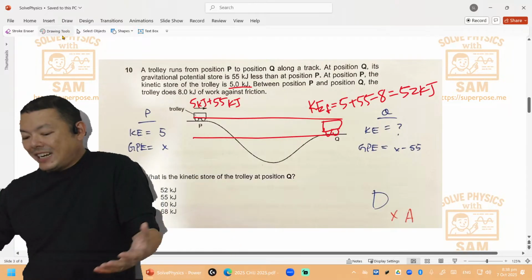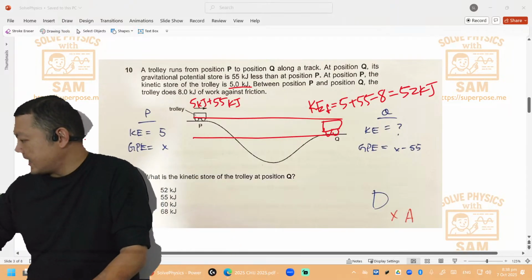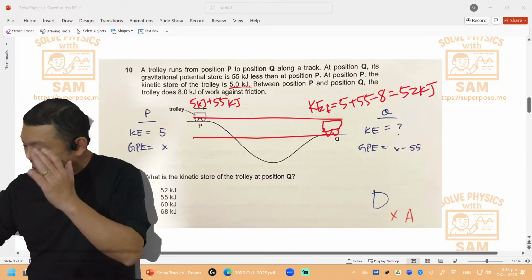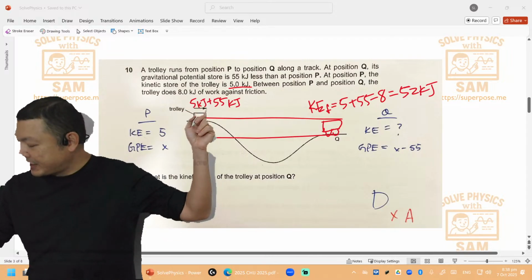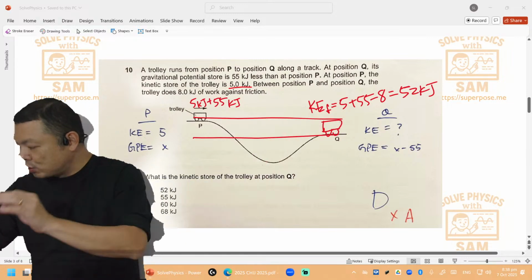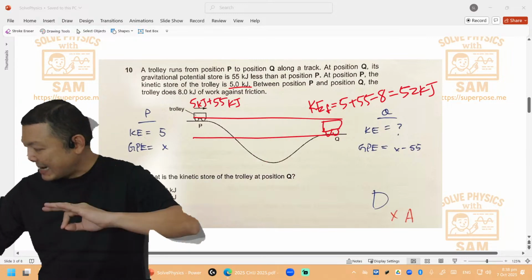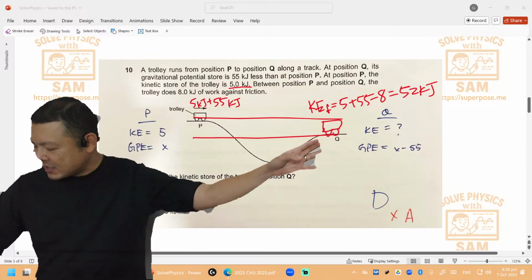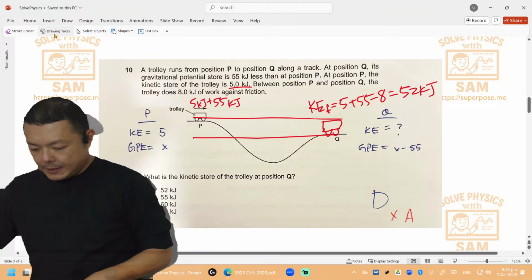So the question didn't ask for final speed. But if you had to find final speed, please remember, take the initial KE first, and then find the final KE, then you go and find the final speed. Do not add speeds, add energies. Add and minus energy, then you find the speed at the very last step.